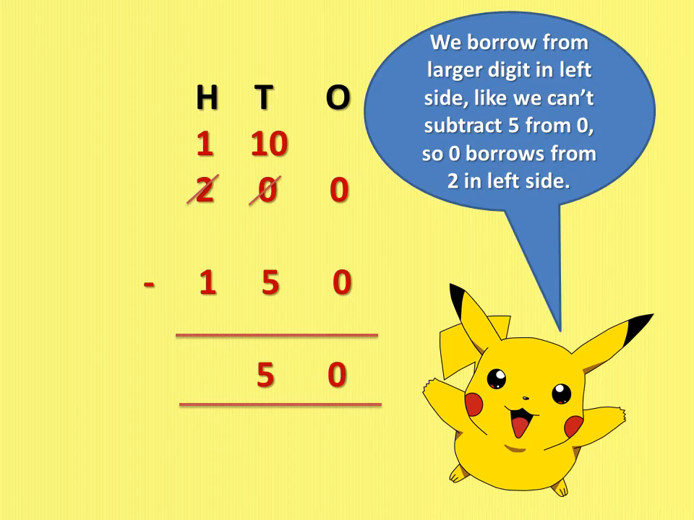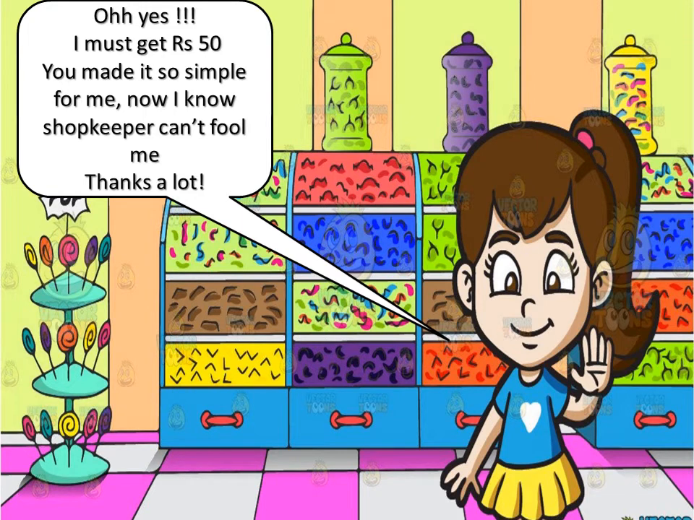Now at hundreds place, what was earlier 2 is now just left to be 1. So 1 minus 1 is what? 0. So our answer comes out to be 50. Oh yes, I must get rupees 50 in return. You made it so simple for me. Now I know shopkeeper can't fool me. Thanks a lot.